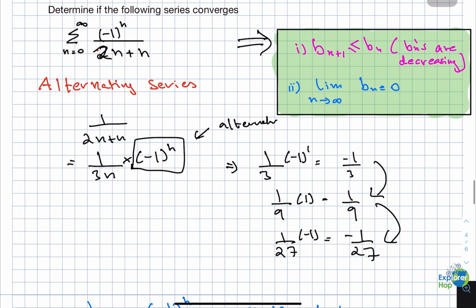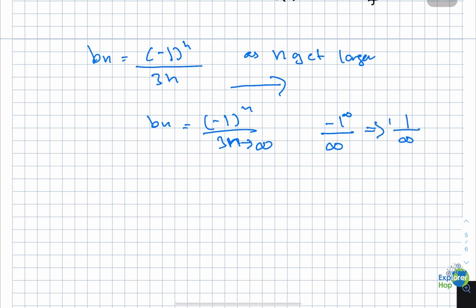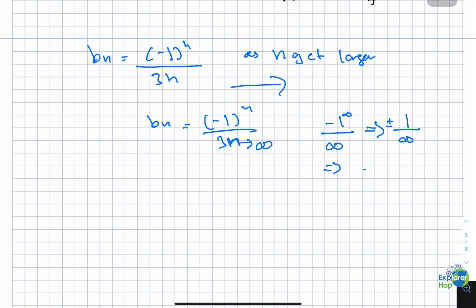Now the second condition we need to satisfy is that the limit of bn goes to 0 as n goes to infinity. So let's try to solve this. Minus 1 over 3n. We know as the denominator goes to infinity, we would get 1 over infinity, positive or negative, which is basically equal to 0. So our limit as n goes to infinity of bn equals 0.